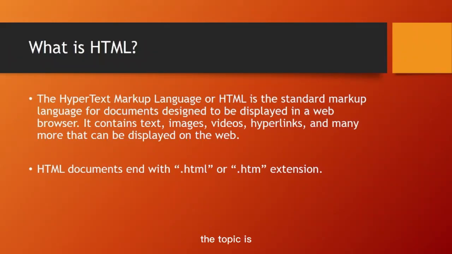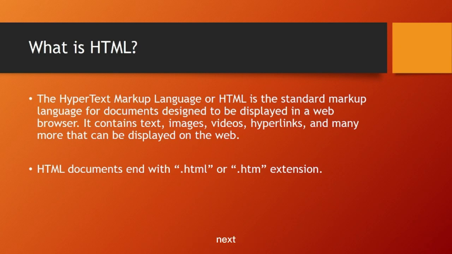So, firstly, the topic is: what is HTML? The Hypertext Markup Language, or HTML, is a standard markup language for documents designed to be displayed in web browsers. It contains text, images, videos, hyperlinks, and many more things that can be displayed on the web. It is a simple and standard markup language which is used to create web pages, in which you can include text, images, videos, hyperlinks, and many more things.